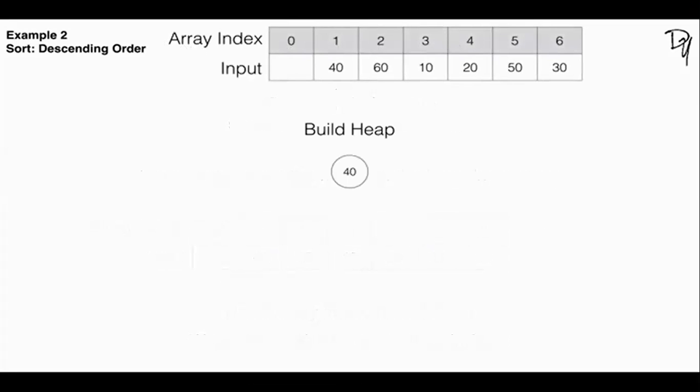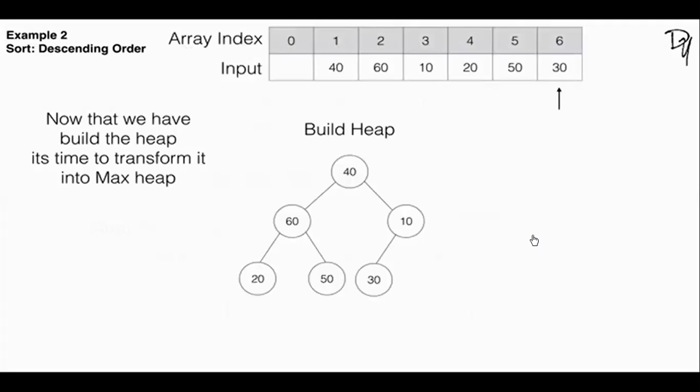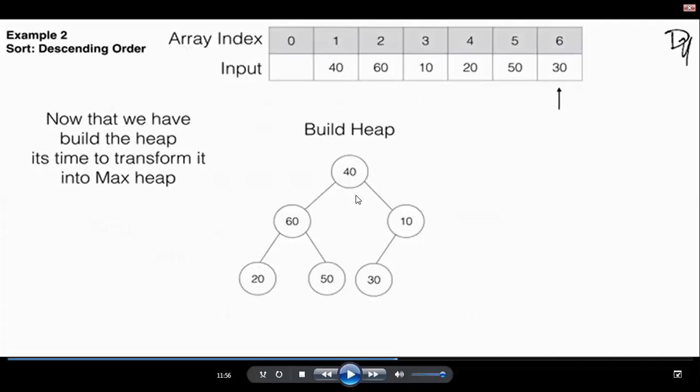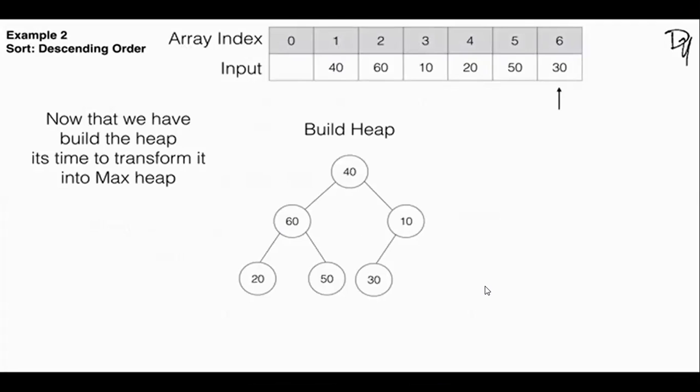And what is the property? One by one I can read, left to right I can fill. Once a level is filled, I can come to the next level and fill left to right. That's done, right? 40, 60, 10, 20, 50, 30. That's it. From this constructed heap, I have to construct the max heap tree.